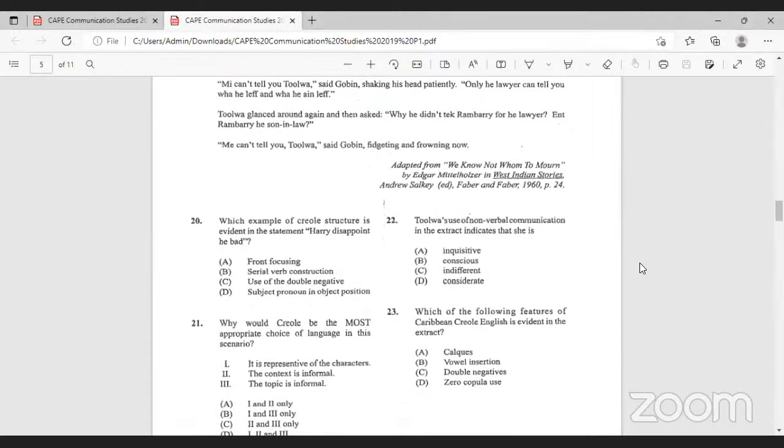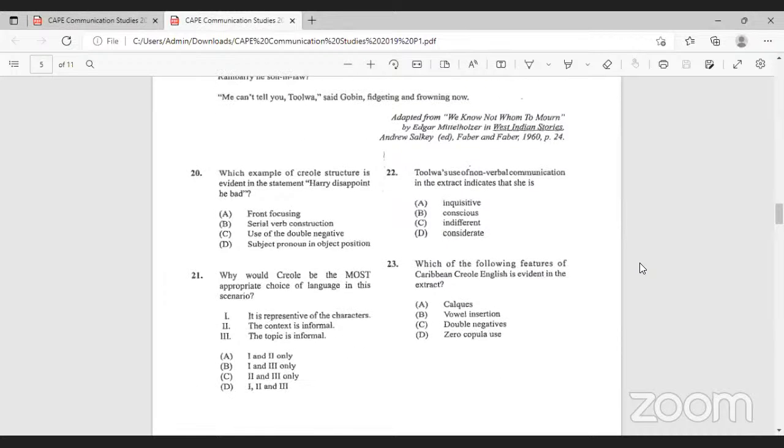21, why would Creole be the most appropriate choice of language in this scenario? It is representative of the characters, the context is informal, the topic is informal. So is it 1 and 2, 1 and 3, 2 and 3, or 1, 2, and 3? Now, why is Creole? Representative of the characters, context informal, topic informal. So it's all of them. It's D. 21 is D.